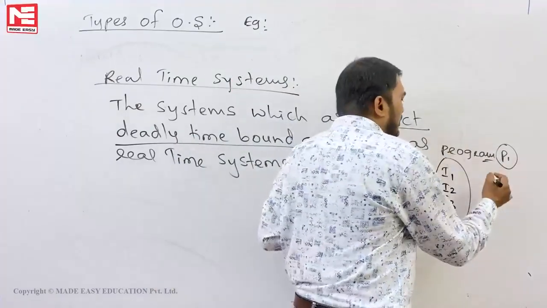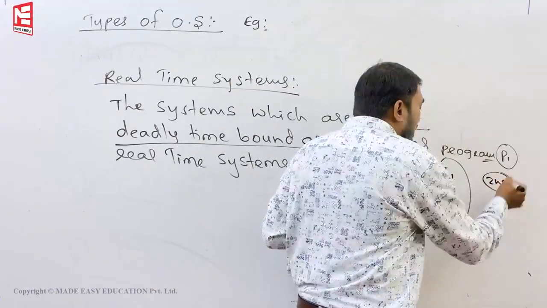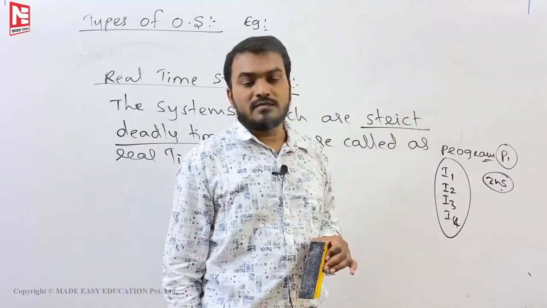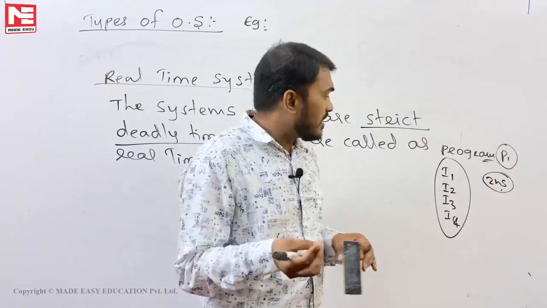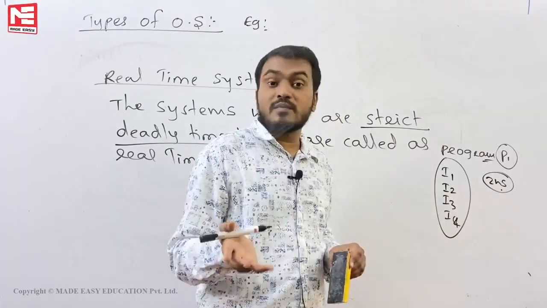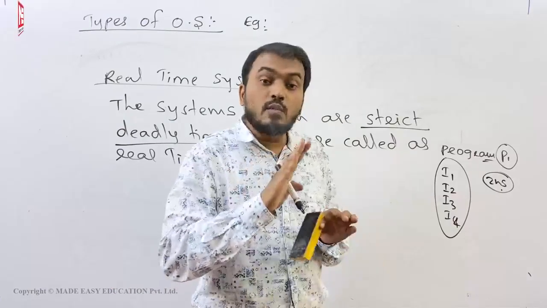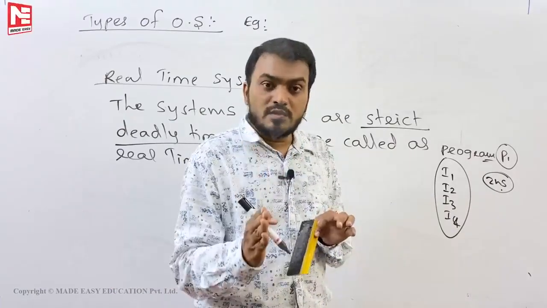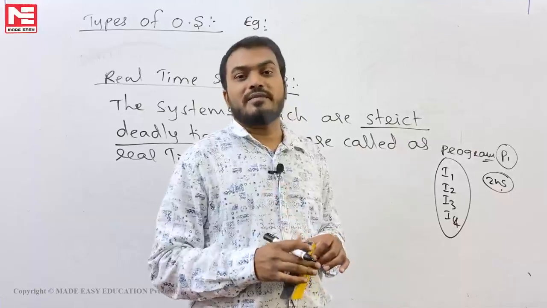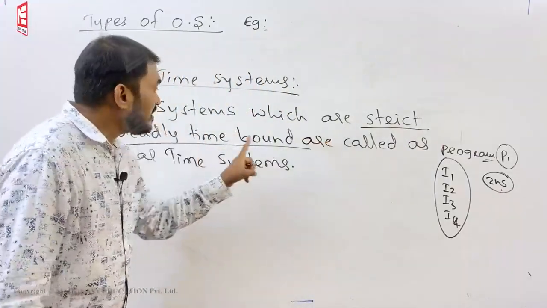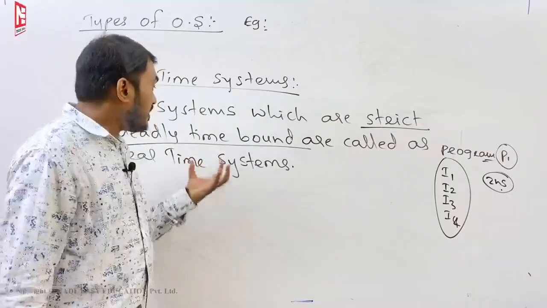Every instruction should complete only in 2 nanoseconds. It has to complete in 2 nanoseconds only. You are writing a program in such a way that every instruction should execute in 2 nanoseconds. So there should be no delay while executing the instructions of the program. So that is called as what? Strict, deadline, time bound. So that is called as what?